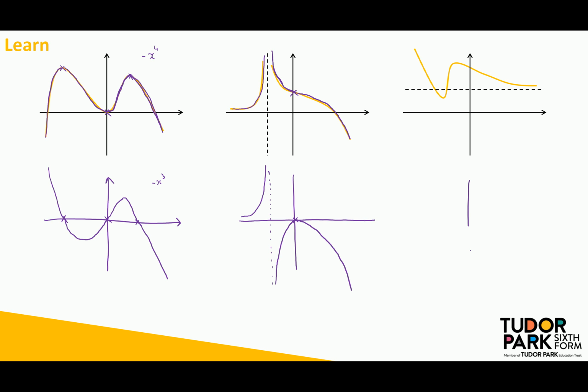Final example. This time I've got a y-asymptote involved. Same thing, I look for my maximum and minimum points, because I know that this minimum point here will be a crossing point. I know that this maximum point here will be another crossing point.